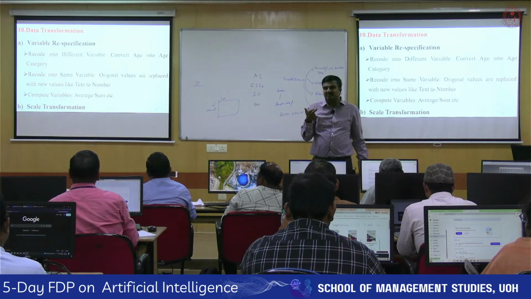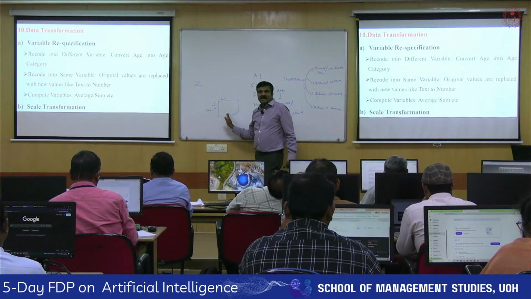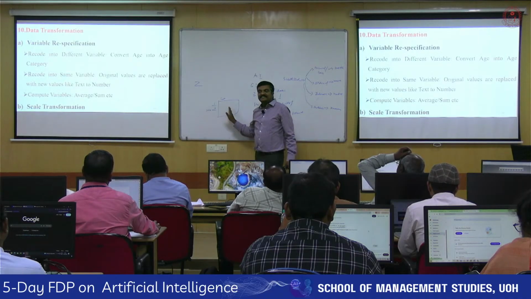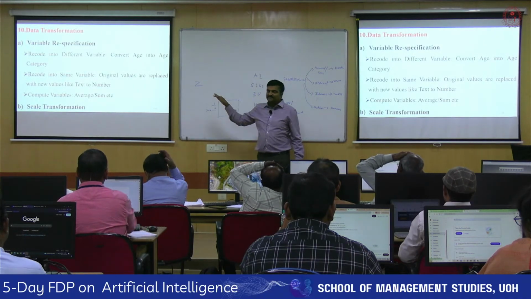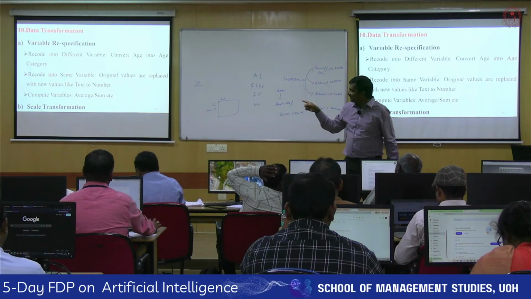Same variable. For example, assume you are given text, only male and female. I want to convert it into 1 for male, 2 for female. Text to numbers. That is called recoding into the same variable. What is the last one?